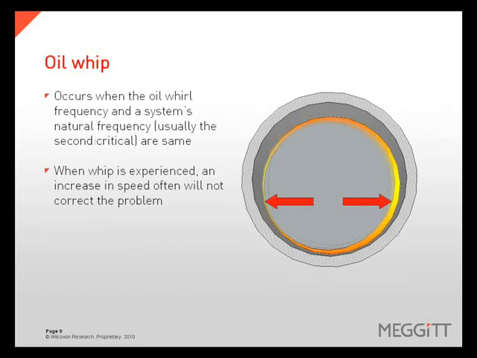Oil whip occurs when the oil whirl frequency coincides with the system's natural frequency. The system natural frequency amplifies the effects of the oil whirl. When this occurs, an increase in speed will often not correct the problem.